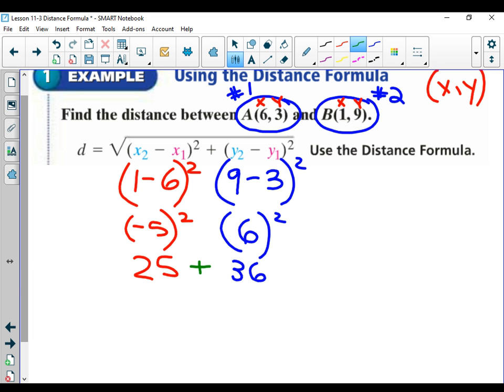25 plus 36. Last step. Do you see how I saved that square root till the very end? About 8?